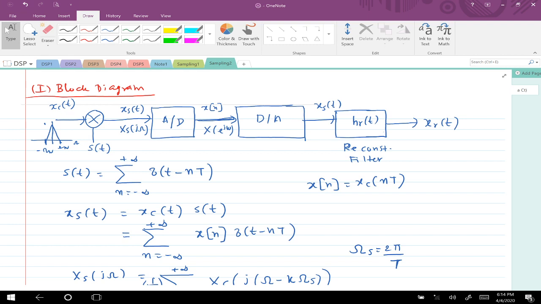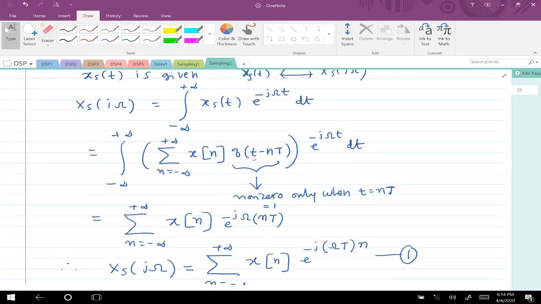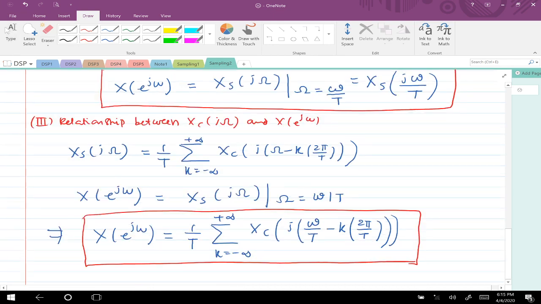Then the moment you are converting it again to the time domain, the additional thing that would happen is this x of e power j omega will also get scaled along the omega axis, and the scaling factor is given by capital omega times t equal to small omega. So the omega axis now is equivalent to omega times t. Okay, these are two important relationships.